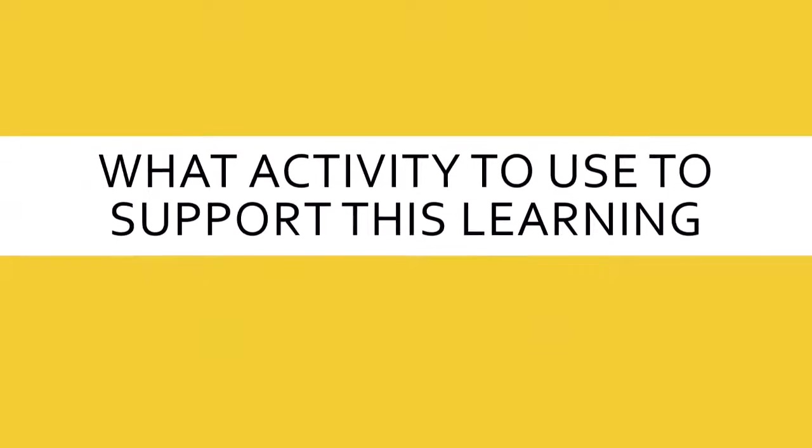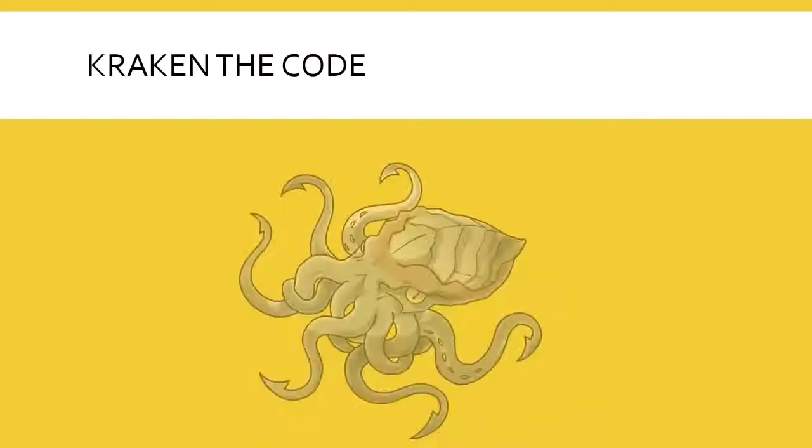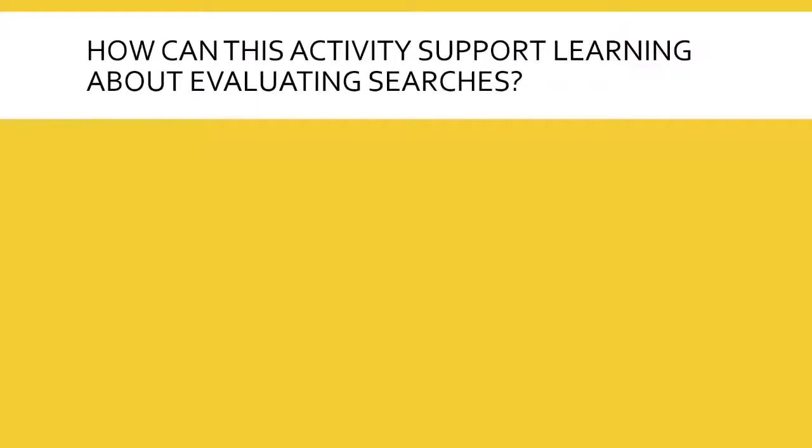So what activity can be used to support learning? Cracking the code. Children need to research the Kraken and decide whether it is real, imaginary, or something in between. Children then debate their case using the credibility of their sources as part of their argument.